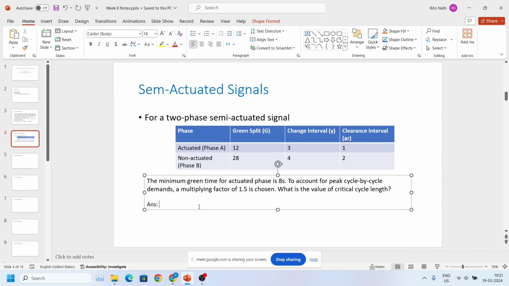You also have to consider this 1.5 multiplying factor for the peak cycle by cycle demands, and that should come into the calculation for the actuated phase, as well as, I think, for the non-actuated phase. So that's pretty much it. Let's see from where I can relate it to the contents that were covered.